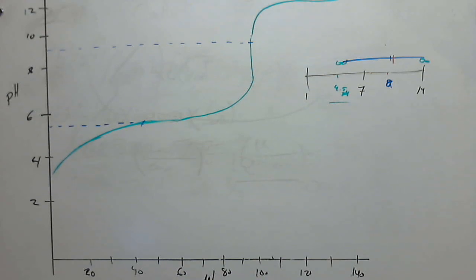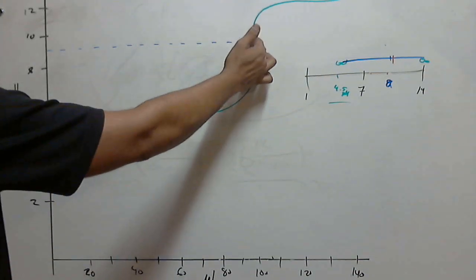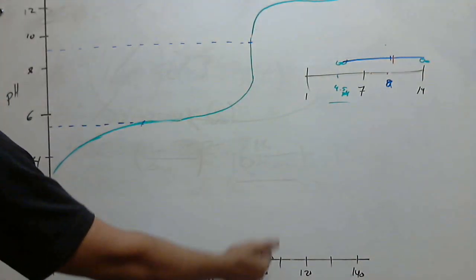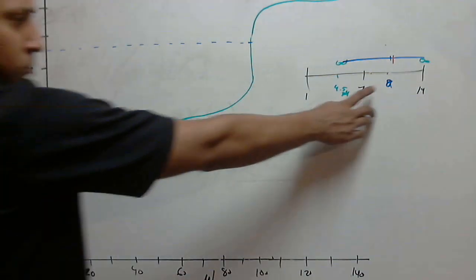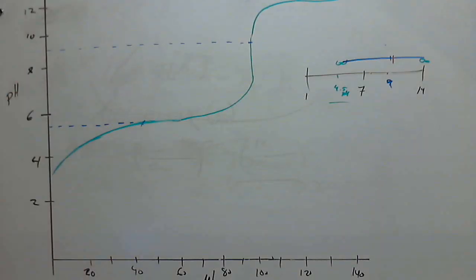Let's go ahead and talk about number 23. 23 is asking what volume of titrant is required to reach the equivalence point. This is the equivalence point right here. To solve that, go straight down. You should see that it hits about 100. So we're going to say 100 milliliters is required to reach the equivalence point. Now let's talk about the pH at the equivalence point. We're going to say between 8 and 10. Let's make that 9. So that was number 24. We said our pH is 9 at the equivalence point.